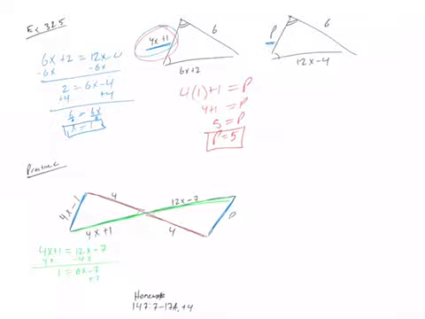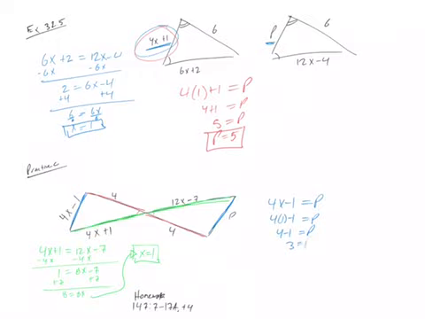So if I add 7, I end up with 8 is equal to 8x. So that means x is equal to 1. Okay, I guess that is one of my answers. Now, as we move on to the blue side, I can say 4x minus 1 is equal to p. But I know what x is, so this is going to be 4 times 1 minus 1. It's going to be 4 minus 1 is equal to p. So 3 is equal to p, or p is equal to 3.